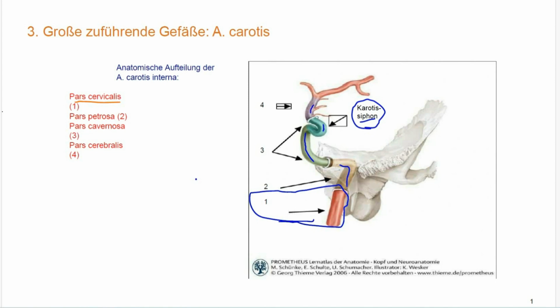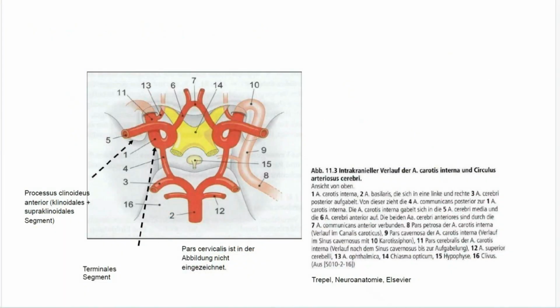Here is the artery again. There are more explanations about it. We can also take a quick look again, but we have almost covered all the important things, but we can briefly talk again about the parts of the internal carotid artery. Number 8, pars petrosa. The pars cervicalis is not in the figure. Then here comes number 9, pars petrosa, then the pars cavernosa, and here is the pars cerebralis.